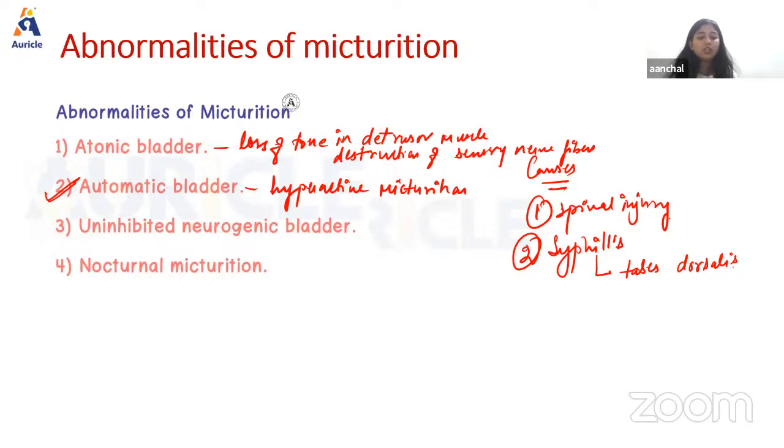Then we have the uninhibited neurogenic bladder. This is a urinary bladder with frequent and uncontrollable micturition.